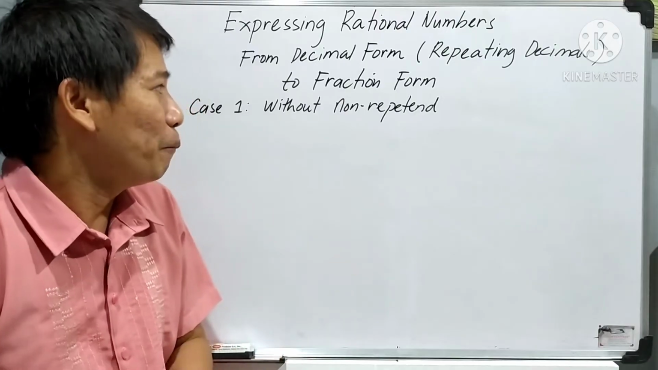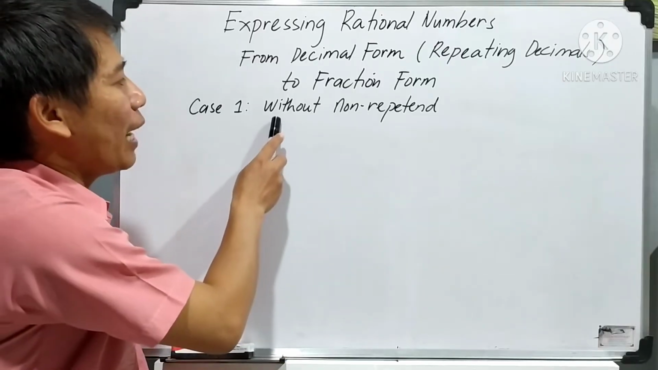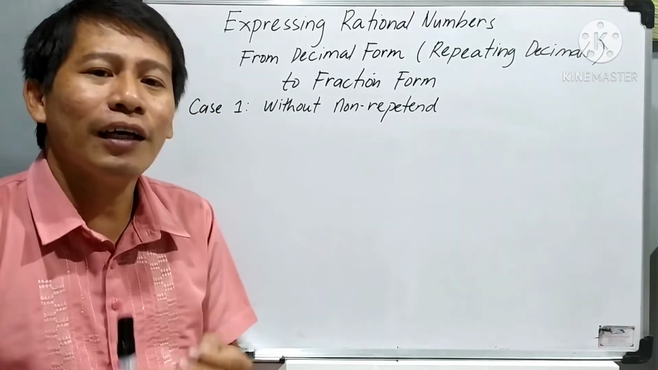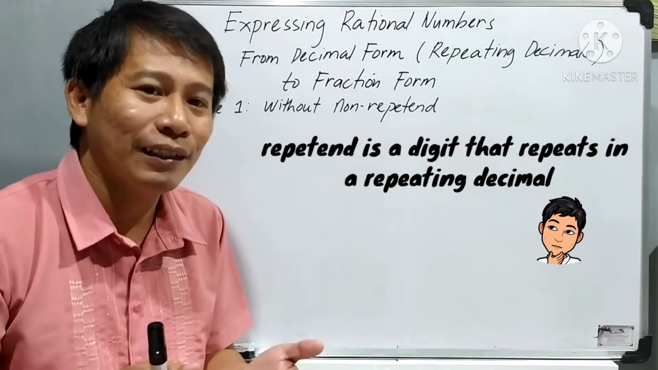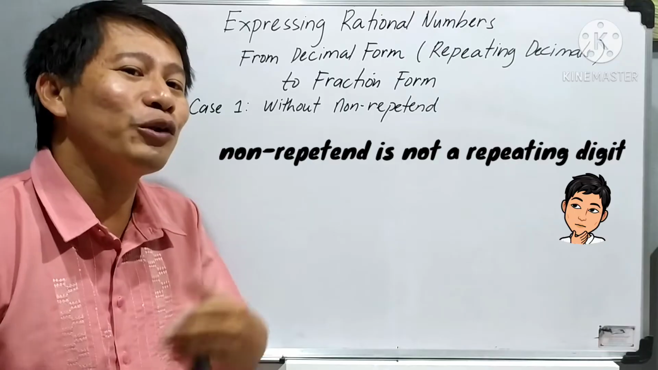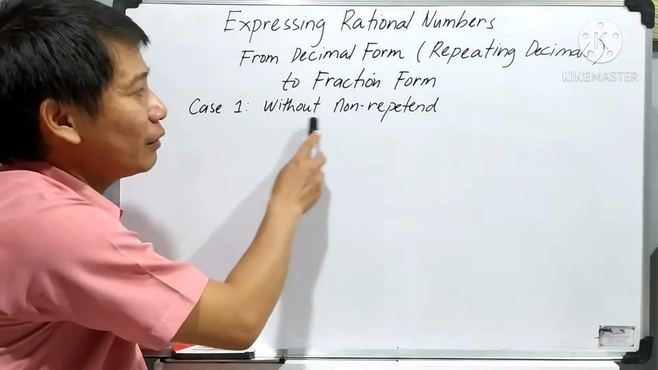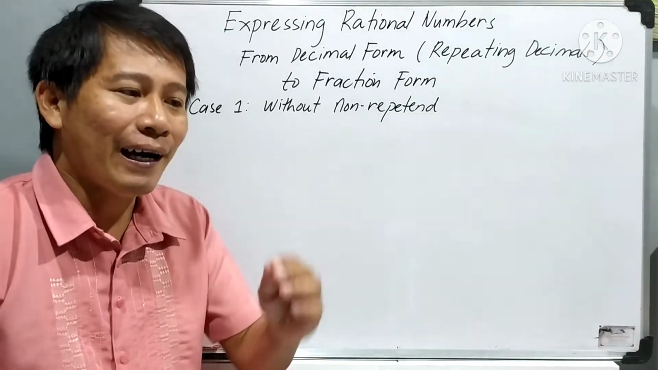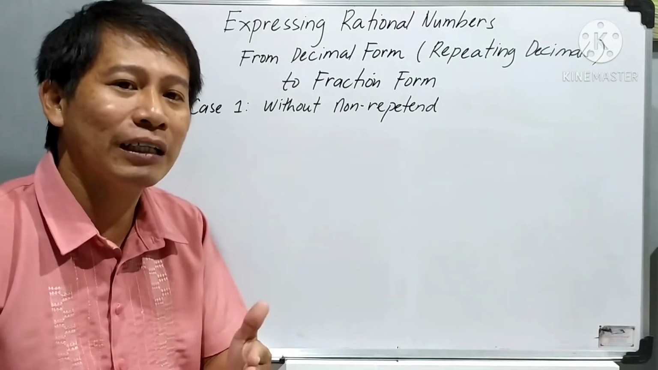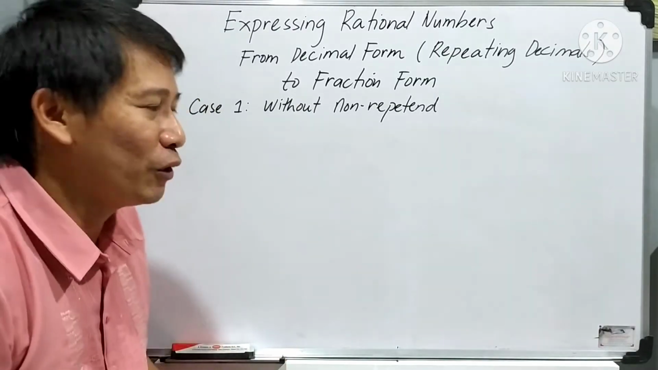But before that, meron tayong dalawang cases. So, unang case natin is without non-repeated. By the way, pag sinabi nating repeated, ito yung digit na nagre-repeat in a repeating decimal. So, pag sinabi naman nating non-repeated, ito yung digit na hindi nagre-repeat. So, in other words, pag sinabi nating without non-repeated, ibig sabihin, lahat ng digits natin na given in the repeating decimal ay mga nagre-repeat. So, wala siyang digit na hindi nagre-repeat. Okay? So, let's start with the first example.